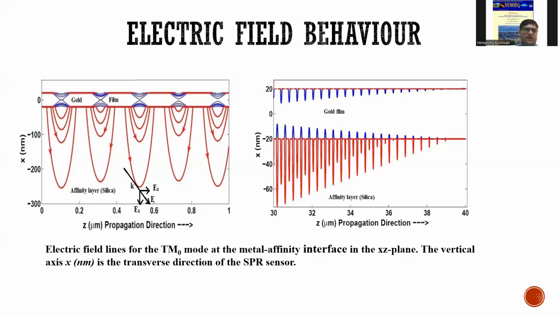Okay, so if a tangent is drawn at any point, it gives a slope of the electric field, that is Ex by Ez at that point. A large slope of the tangent at the metal dielectric interface signifies that the electric field lines are predominantly transverse at the interface.